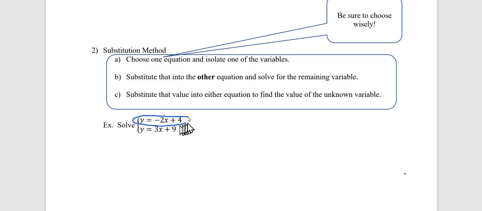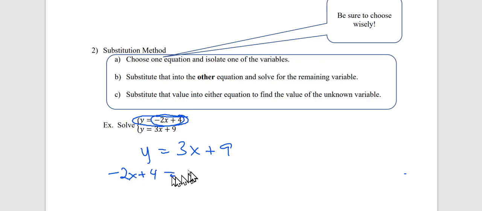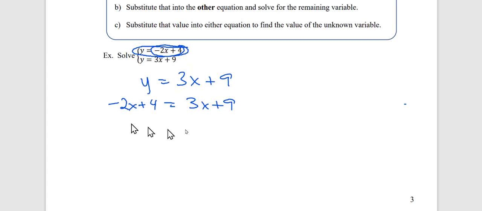Here, we already have y isolated, right? So I can take what y is equal to. Here I have y equals 3x plus 9. In the first equation, y is equal to -2x plus 4. So I substitute it right in there. The only variable left is x, so we solve for it. 5x is equal to -5, so x equals -1.